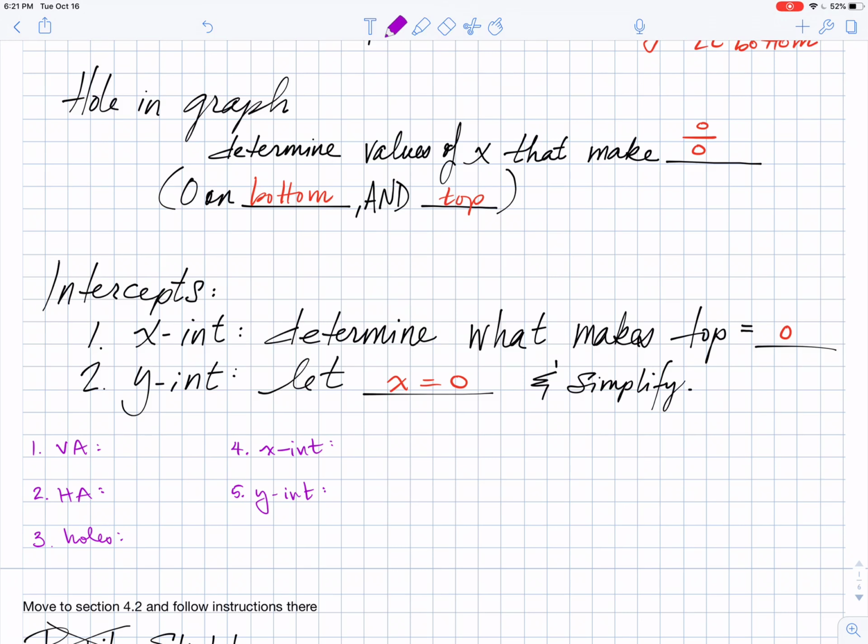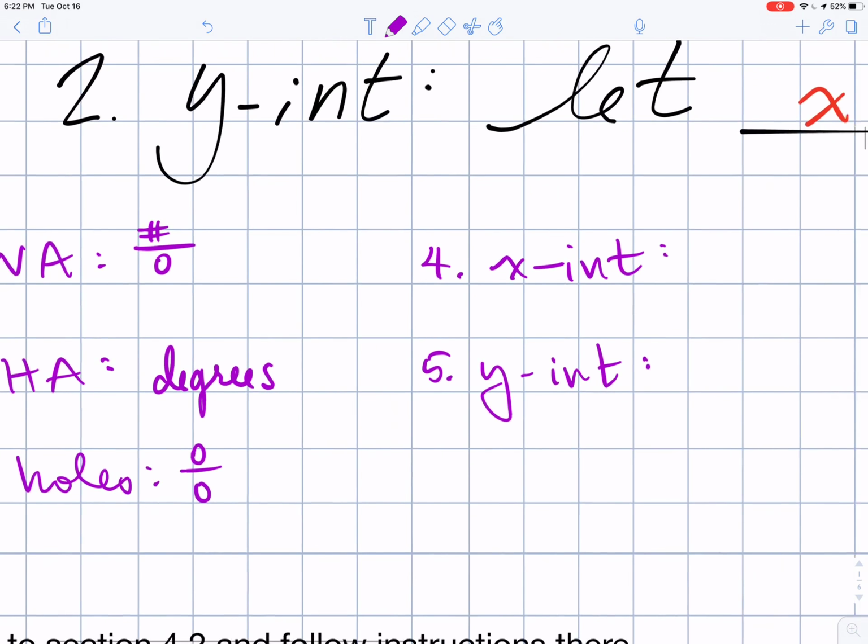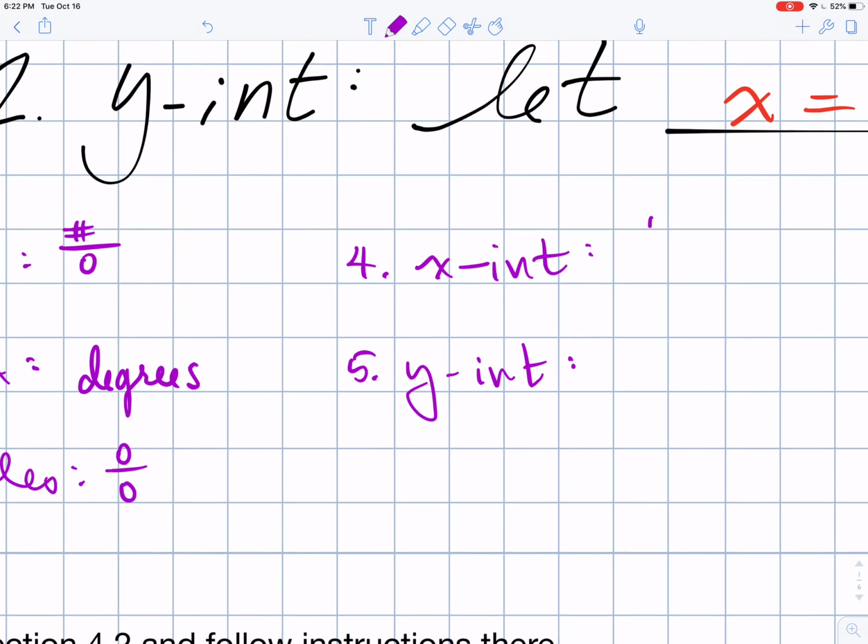So to get just a very quick, easy list, vertical asymptotes, we are looking for whatever will make a number over 0. So we're looking for the x value that makes a 0 on bottom. For horizontal asymptotes, we want to pay attention to the degrees. For holes in the graph, we want to see what x value makes a 0 on top and on bottom at the same time. For an x-intercept, this is what makes a 0 on top only, so the bottom doesn't matter what number it is. And for y-intercepts, we want to let x equal to 0 and then solve.